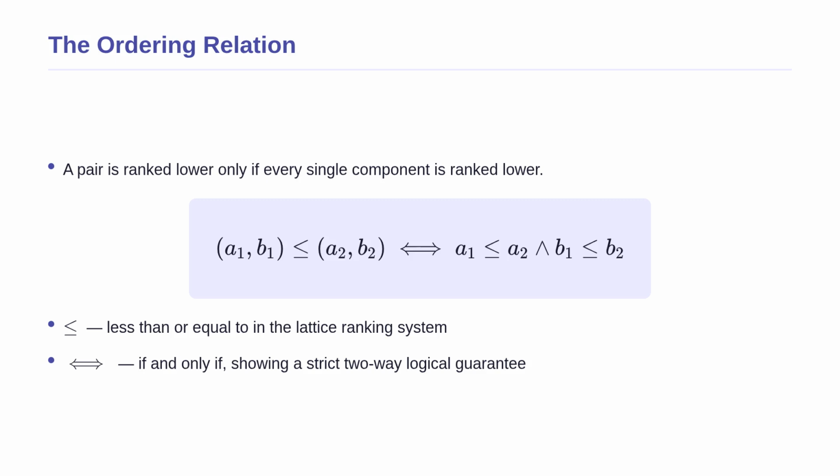Finally, we need a rule to determine if one pair is less than or equal to another. This formula states that one pair is ranked lower than another pair if and only if its first part is lower in the first lattice and its second part is lower in the second lattice. The less than or equal to symbol represents our ranking system, and the double-sided arrow means if and only if, showing a strict two-way logical guarantee. If even one component fails this check, the entire pair cannot be considered less than the other, making them incomparable, just like a fast but unsafe car.